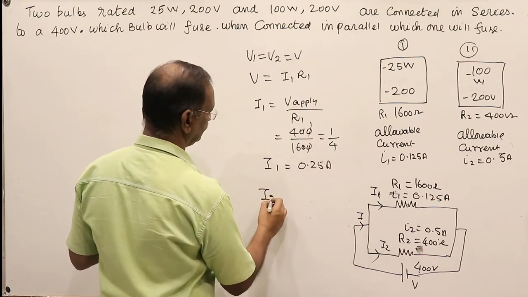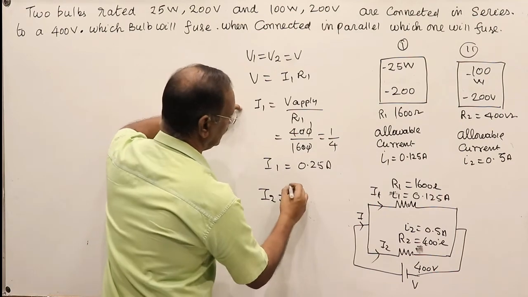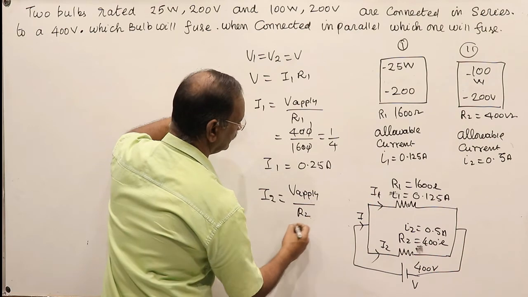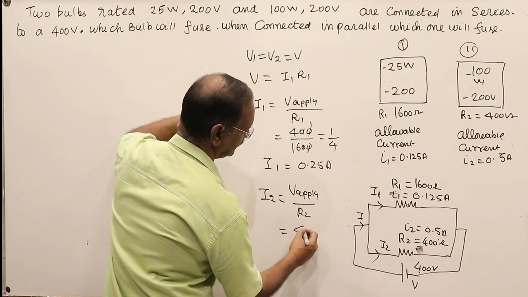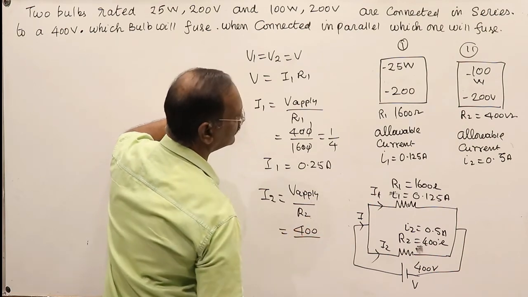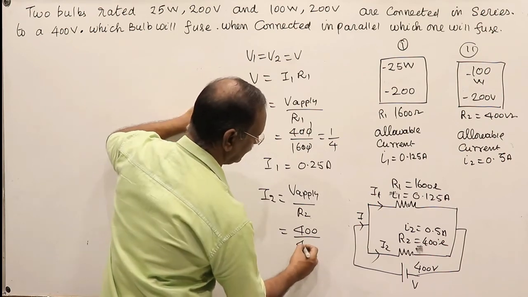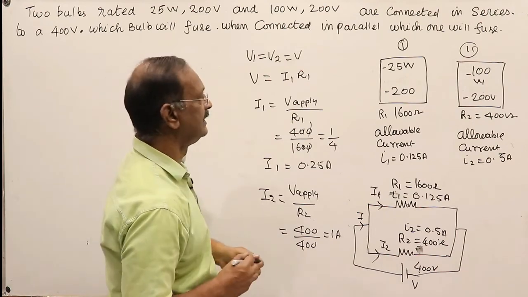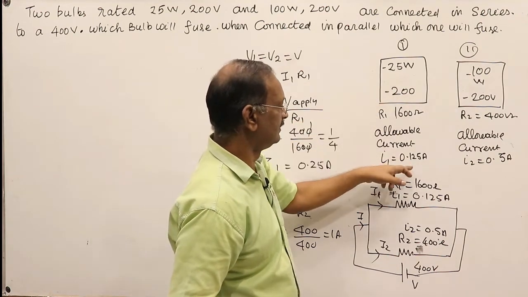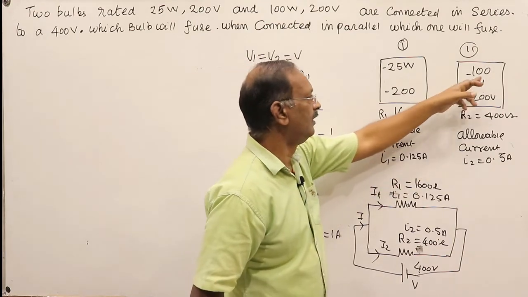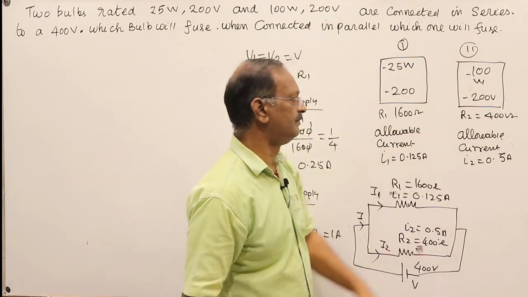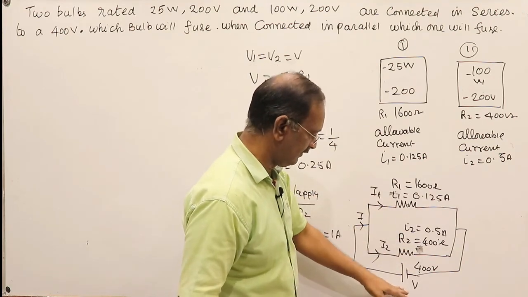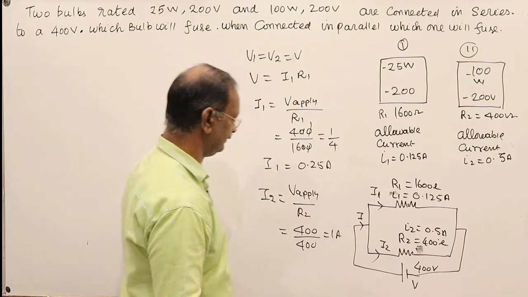And I2 is equal to V applied by R2, which is 400 by 400, equal to 1 ampere. See, you should not get confused. The allowable current through the first bulb is 0.125 and the allowable current through the second bulb is 0.5 ampere, when they both are put in parallel and we supply a voltage of 400.